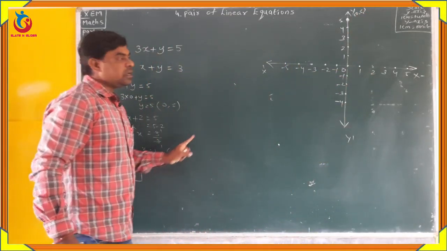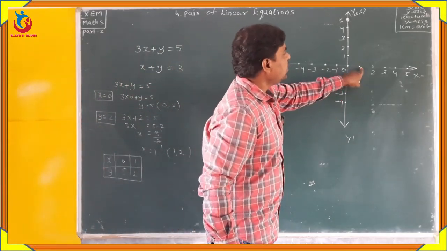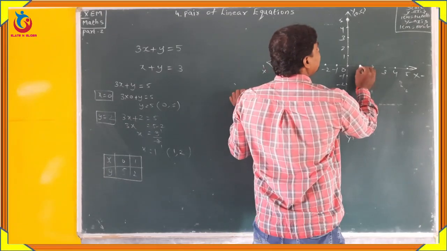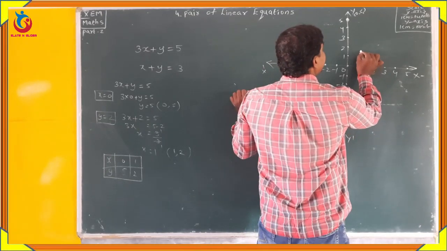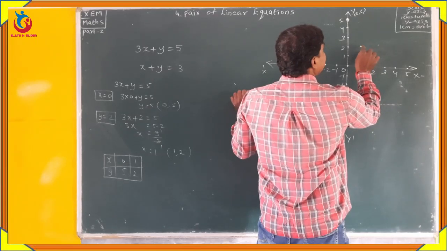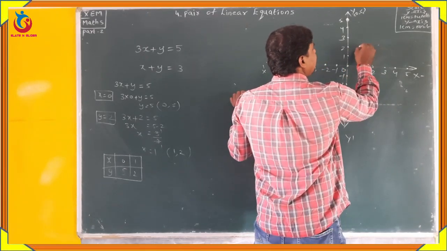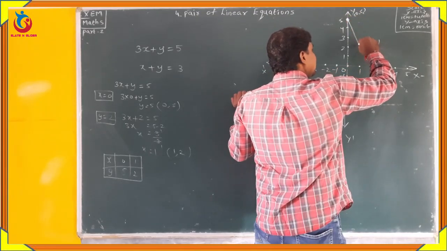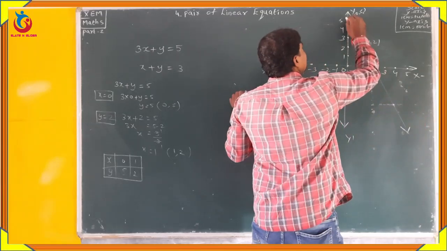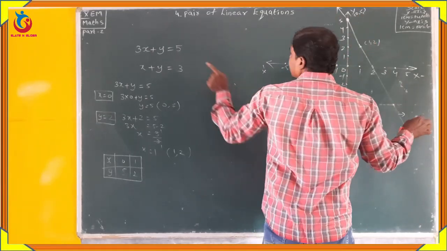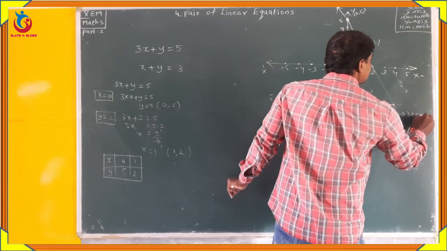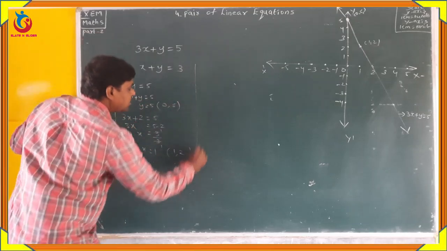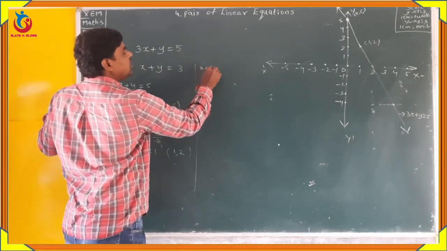Next take the other point, that is 1 comma 2. On the x axis stand at 1 here, and from here we have to move in the positive direction, and we have to look at the y axis. So while going from 1, I have looked at the y axis, here I got 2, that is why this point will be 1 comma 2. After getting these two, join and produce with the scale, and this line will be 3x plus y is equal to 5. And after getting this, we have to find the points for the other line, that is x plus y is equal to 3.